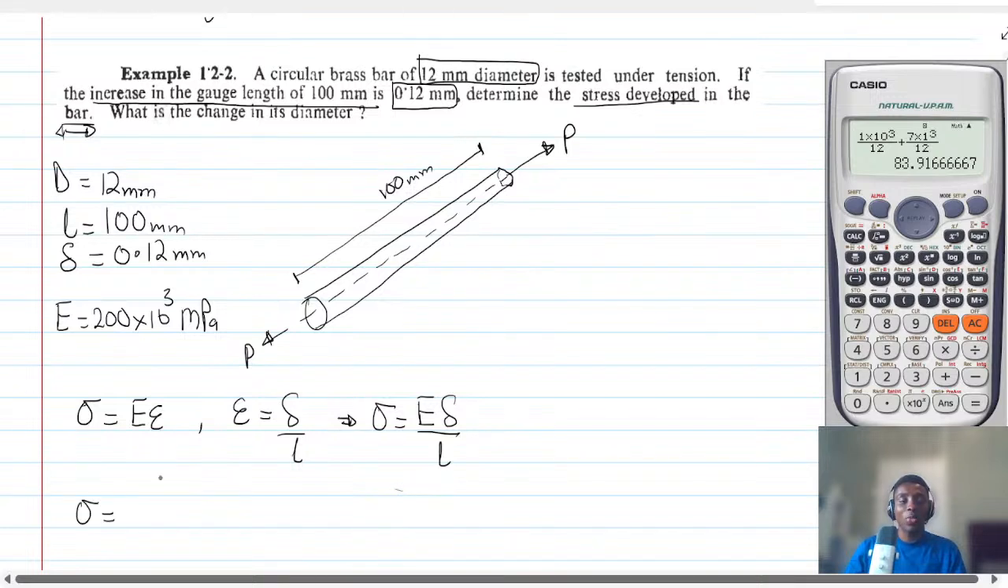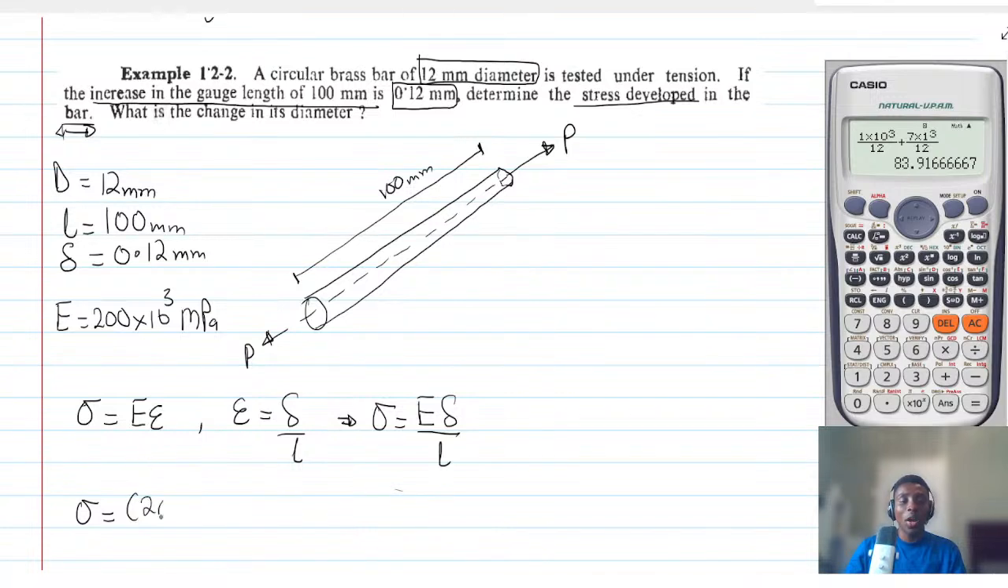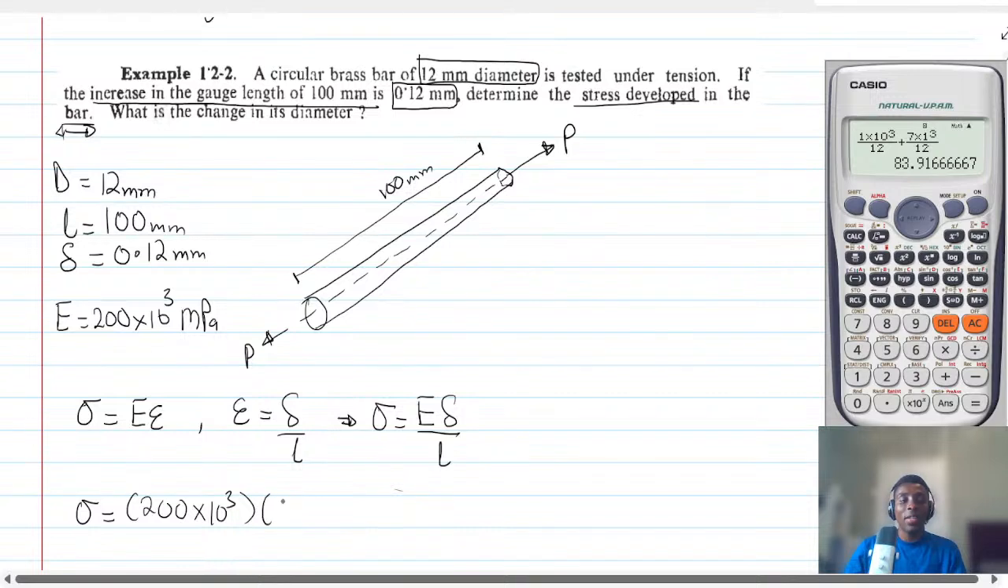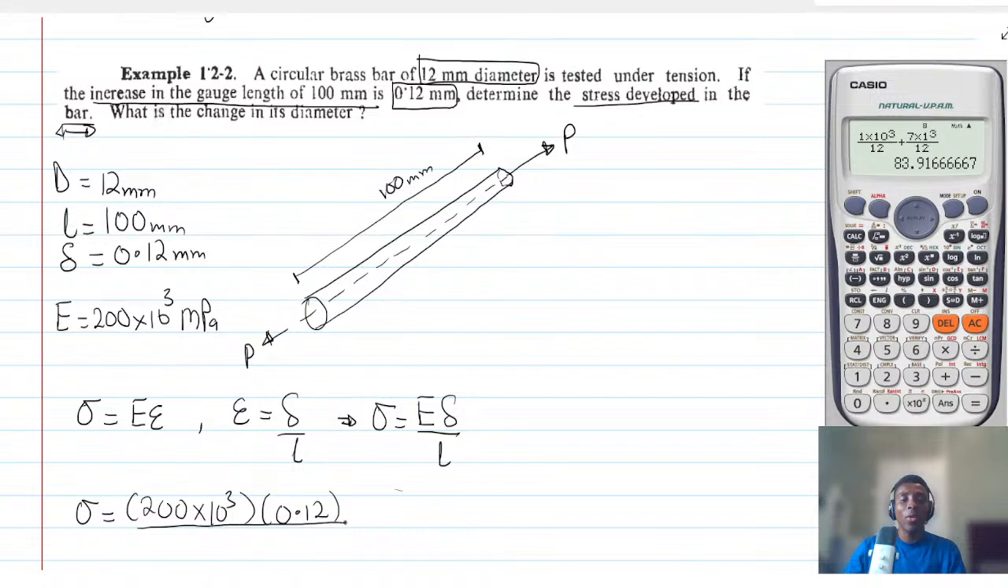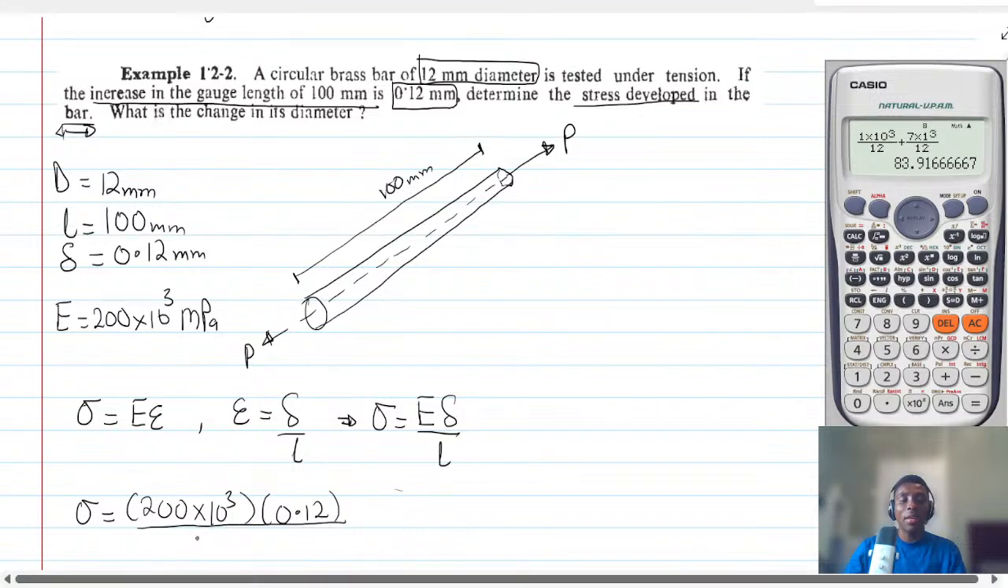The stress developed will be 200 times 10 to the power 3 multiplied by the change in length, which is 0.12. Then I will divide the whole of this by the length, which is 100. That's all. Any question up to this point?